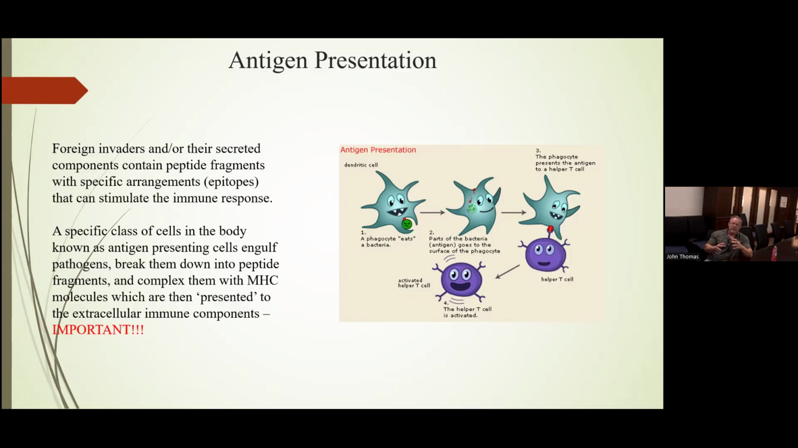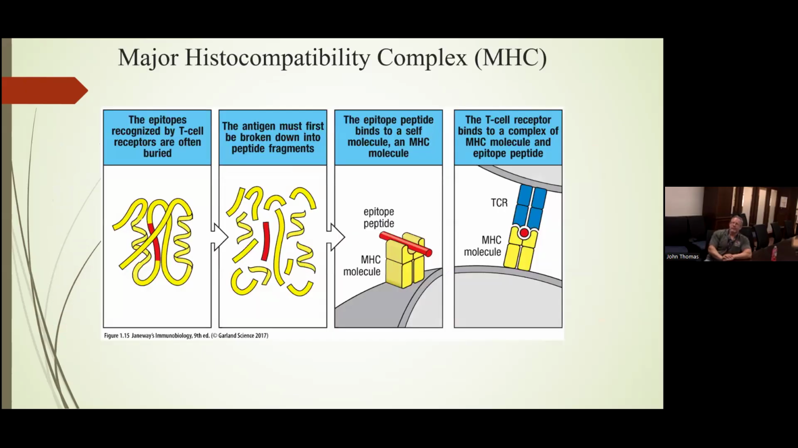So antigen presentation is really going to help drive the specificity of the immune response against a given pathogen by taking a piece of that pathogen, complexing it with MHC, and then showing it to other cells of the immune system so they can then drive a concomitant immune response against that pathogen complexed with MHC.